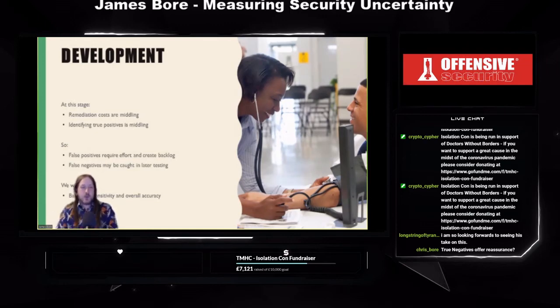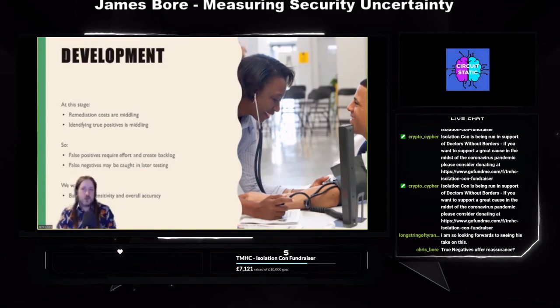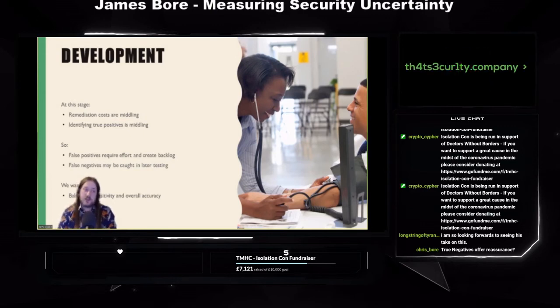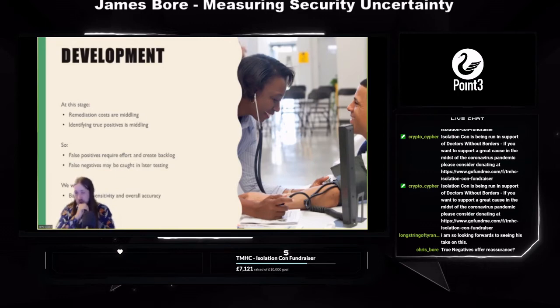This is the point where we want a balance between sensitivity to pick up what's true and alert on some other things, and overall accuracy. We don't want 90% of our findings to be false positives, because then our development team is either going to spend their entire time just fixing or investigating things which aren't there, or they're going to decide that security is just wasting their time and ignore everything that we send them in future. And I've seen both of those scenarios, and neither of them are good.